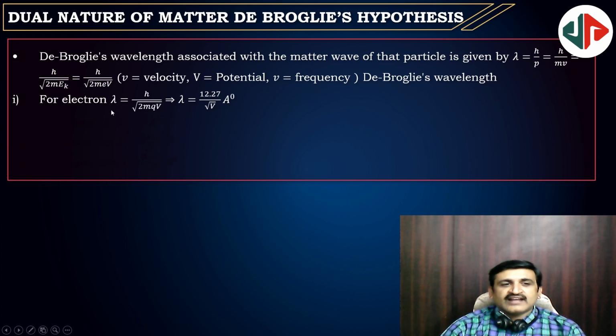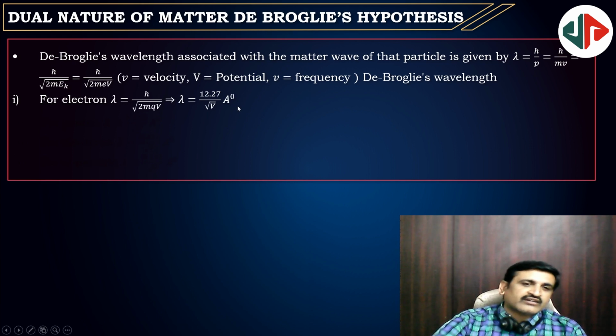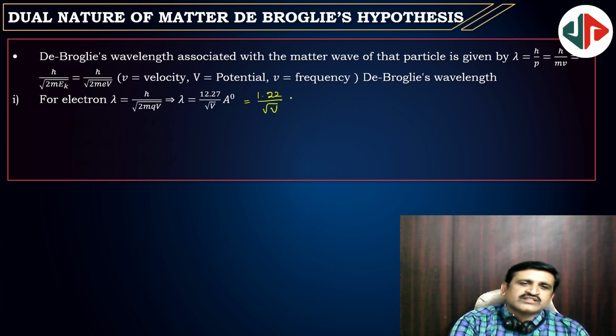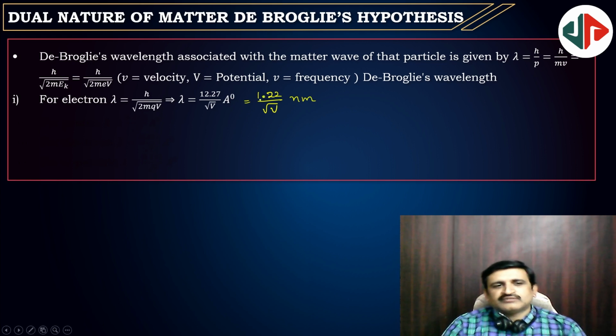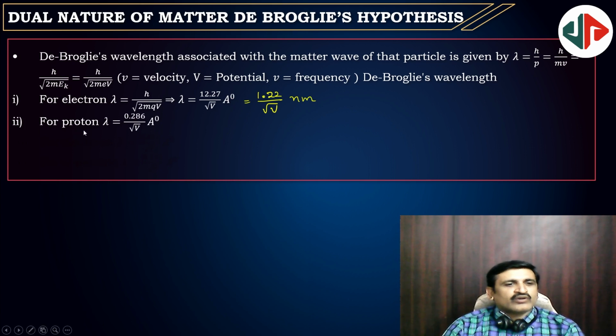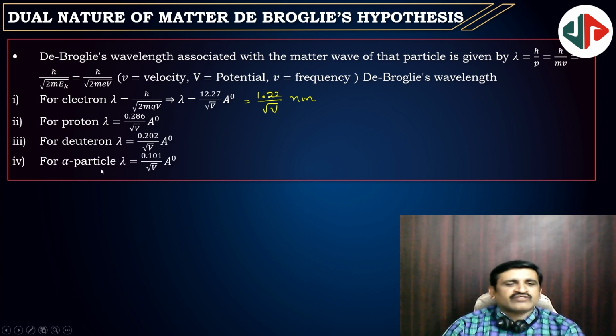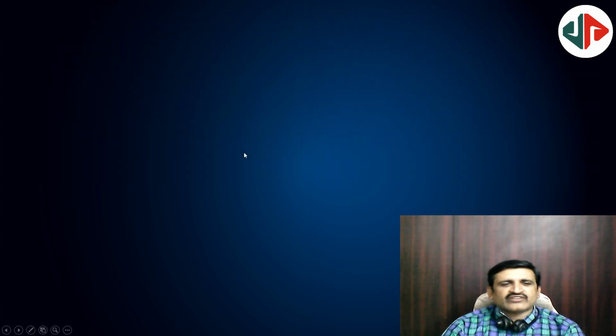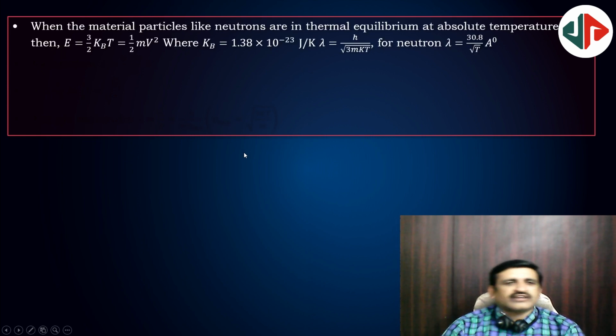For an electron, lambda is equal to 12.27 by root V angstroms. But in physics, you shouldn't write like this. 1.22 by root V, where V is the accelerating potential, in nanometers, because one digit after the point is the custom. So it should be like this. And for a proton, 0.286 by root V angstroms, for a deuteron 0.202 by root V, and for an alpha 0.101 by root V. Easily memorizable. At least memorize for an electron, 1.22 by root V.